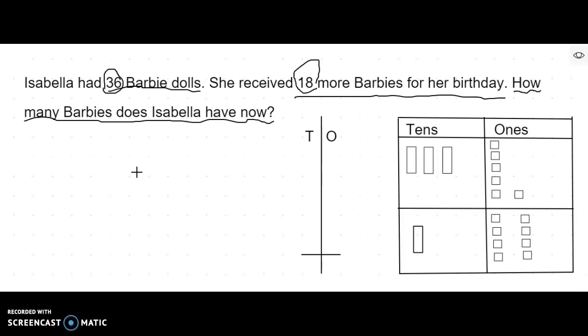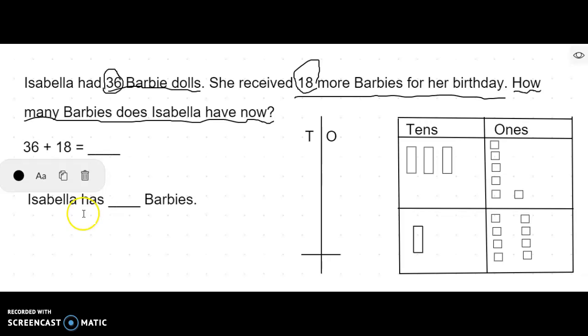Am I going to be adding or subtracting? Yeah, I'm going to be adding because I have 36, but then I get 18 more. So now how many do I have? I want to know my total. So my addition equation is going to be 36 plus 18 equals. And of course, because we need a written response to a word problem, I'm going to say Isabella has Barbies.